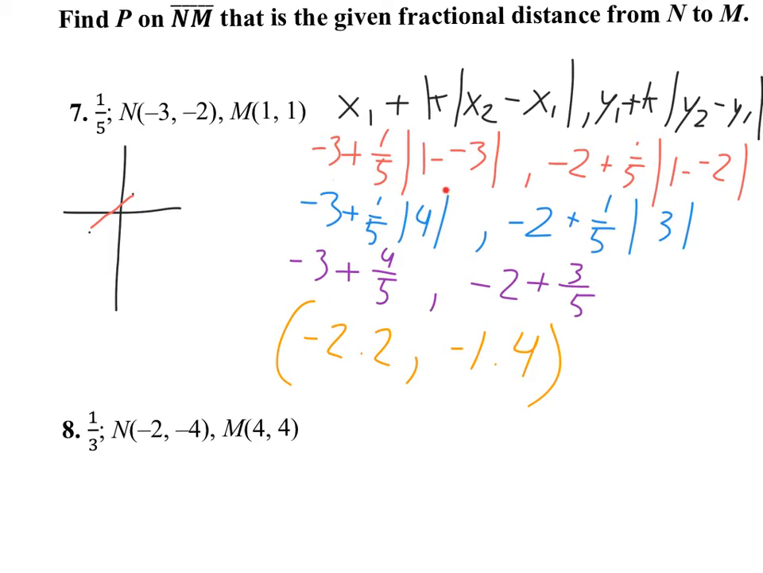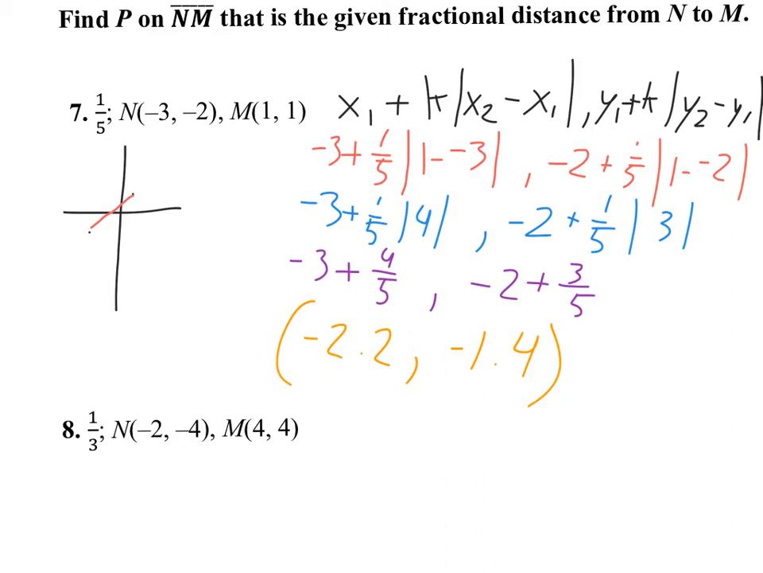Next here in red, I plugged in the values we had. -3 plus 1/5 times the absolute value of 1 minus -3, comma, -2 plus 1/5 times the absolute value of 1 minus -2. Remember, folks, when we are subtracting negative numbers, that's the same as adding a positive. So in blue, we then have -3 plus 1/5 times the absolute value of 4, comma, -2 plus 1/5 times the absolute value of 3. Or in purple, -3 plus 4/5, comma, -2 plus 3/5.